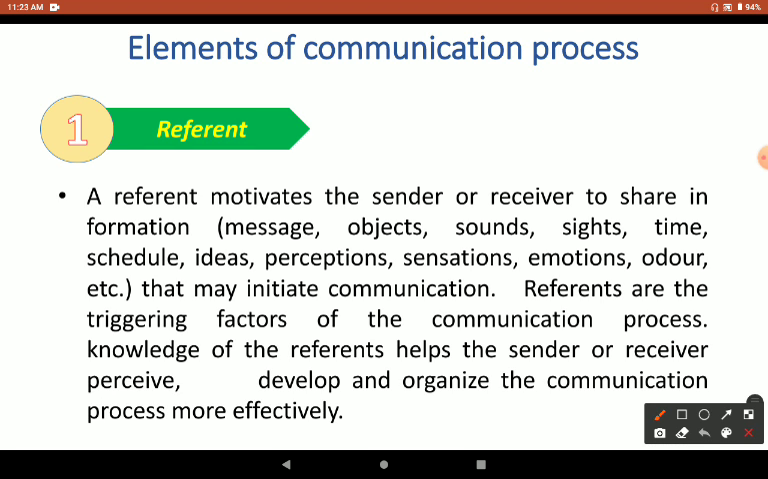So like you have seen the patient with breathing difficulty, means you have sight, means you have seen that patient, like he is having breathing difficulty, means you have sighted. So sight will be the referent, will be the stimulus, means he has provoked you to talk with the patient. Understood? So this is the example for the referent. So next we will see the sender.